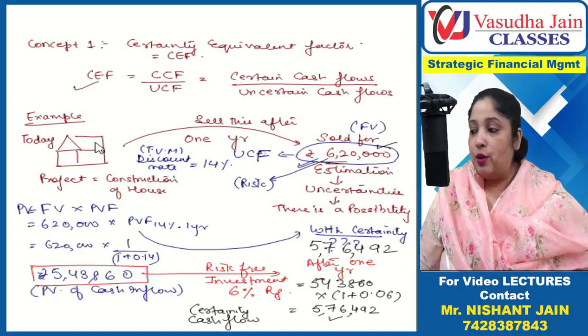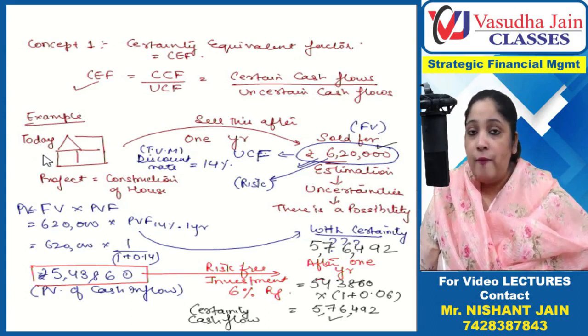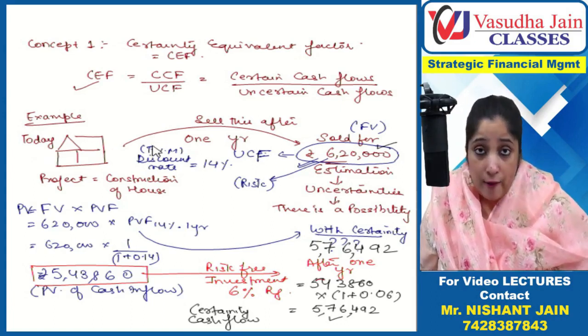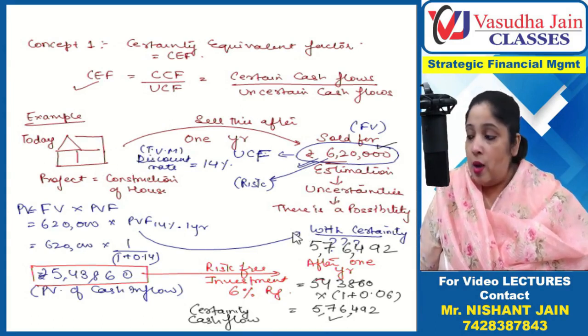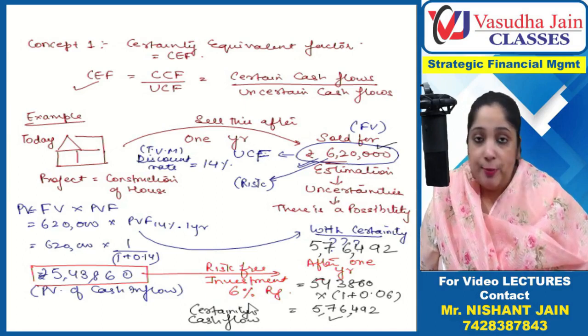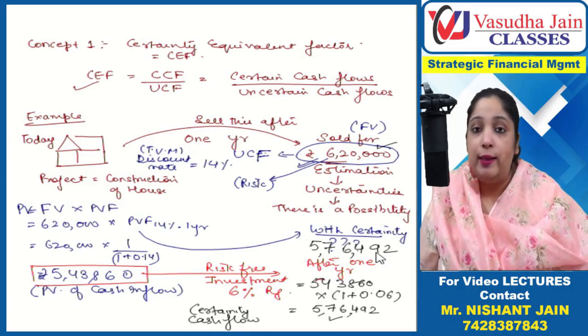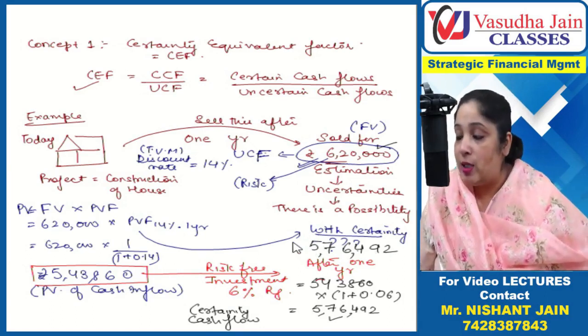Simple question I'm asking you. Okay, listen to this very carefully. Now, if you are thinking to invest your money in the construction of a house, and after 1 year, you know the risk-free rate of return is 6%, that is, you should at least get 5,76,492 from selling this house. At least certain cash flow, this must be this much.